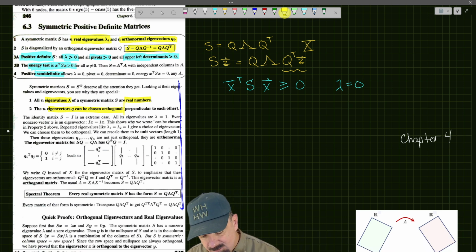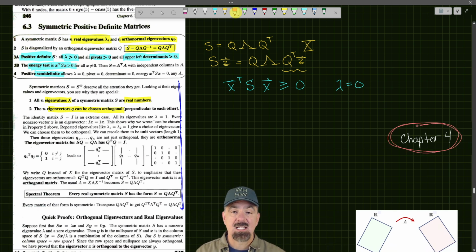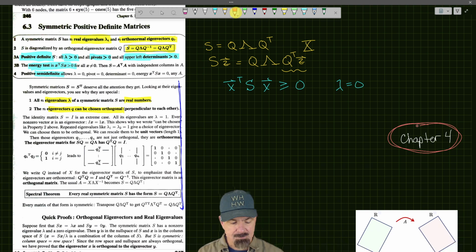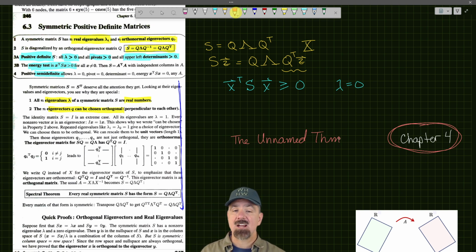For the orthogonality conversation, I will just steer you back to chapter 4. In chapter 4, we had an extensive conversation about what orthogonal matrices are and how much of a benefit we have when we have an orthonormal basis. Remember, one of the big things is the unnamed theorem. The unnamed theorem tells us how we can decompose any vector into an orthonormal basis because the coefficients are easy to find. And we'll take a look at an example of that.